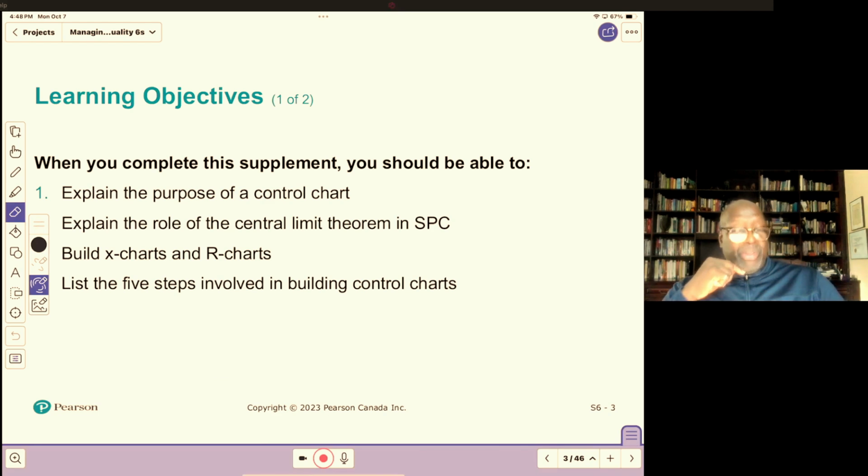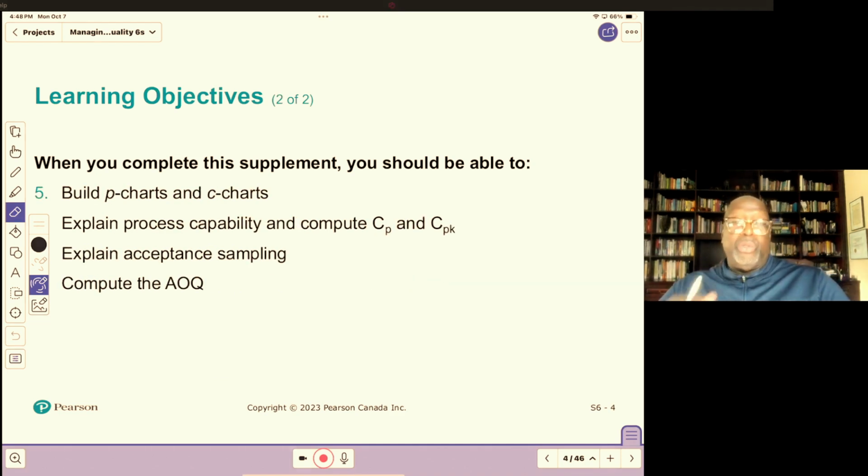Explore the role of the central limit theorem in SPC, which is statistical process control. Build X charts and R charts, and list 5 steps involved in building control charts. All right. So we want to learn a bit about P charts and C charts as well. So in the first case, the R chart and the X chart, those are charts for what we call variables. Variables are things that we measure, like time, volume, okay?